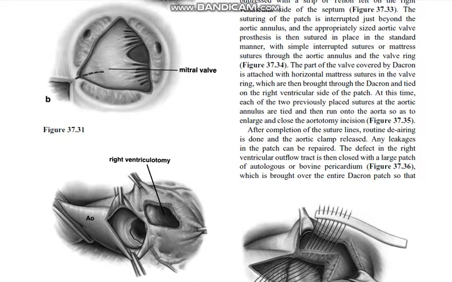The part of the valve covered by Dacron is attached with horizontal mattress sutures in the valve ring, which are then brought through the Dacron and tied on the right ventricular side of the patch. At this time, each of the two previously placed sutures at the aortic annulus are tied and then run onto the aorta so as to enlarge and close the aortotomy incision.